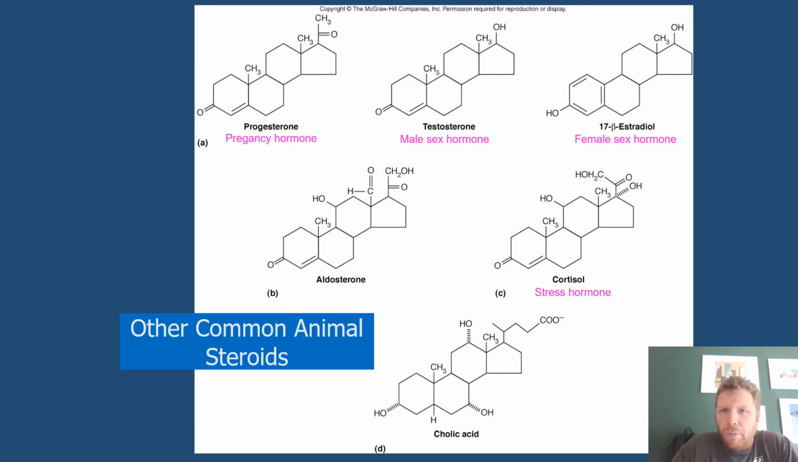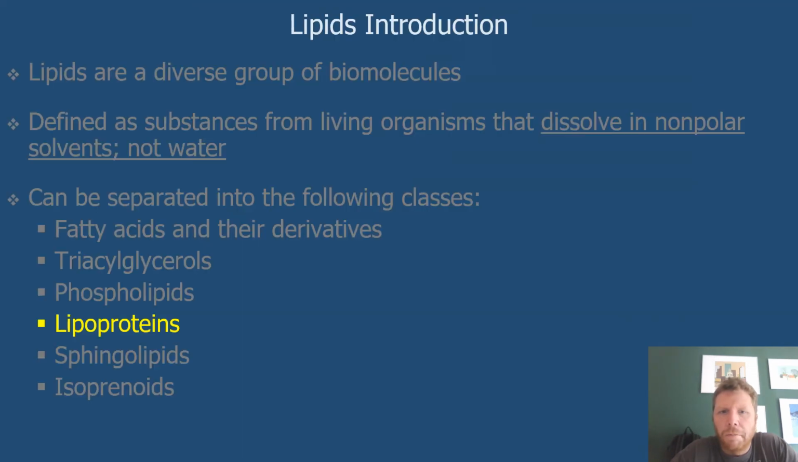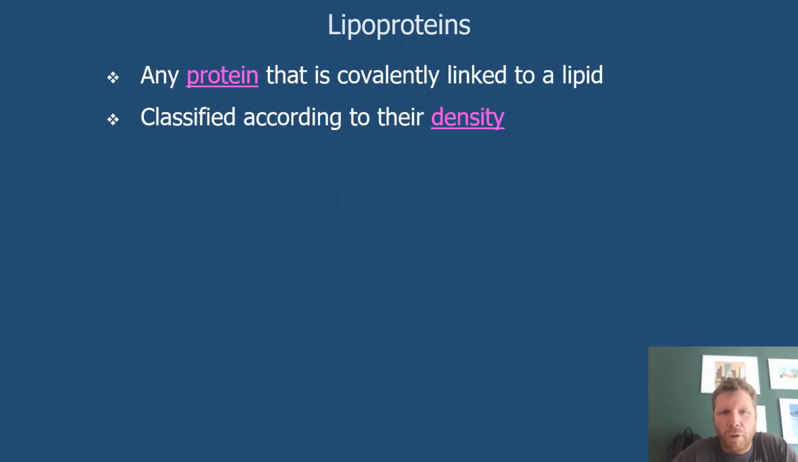Here are a number of different animal steroids that are fairly commonly known: progesterone, testosterone, 17-beta-estradiol, aldosterone, cortisol, cholic acid. They all have that same general structure. Now we're going to go back a bit to talk about lipoproteins. Lipoproteins are any protein that is covalently linked to a lipid. These are classified according to their density.